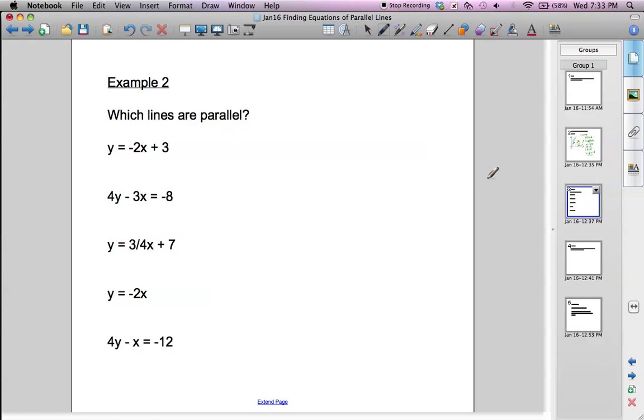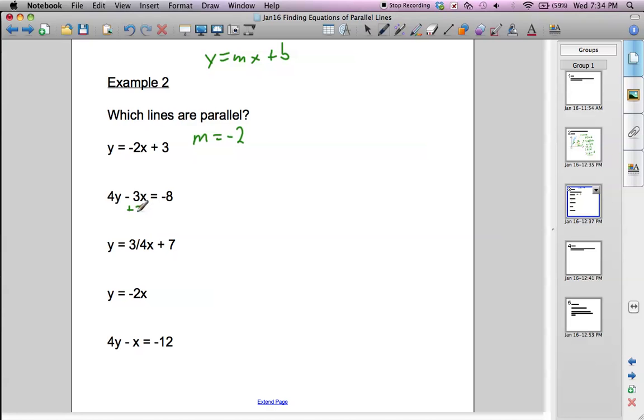Okay, let's take a look at these lines. We have 5 equations of lines. Which lines are parallel? Let's look at the first one. The slope is negative 2. And the second one, you might be tempted to say the slope is negative 3 because that's the coefficient of x. But it's not in y equals mx plus b form. So we need to change it to that form first so we can see what the slope is.